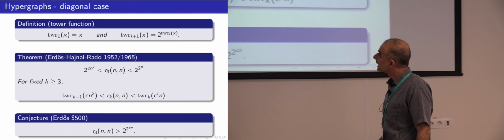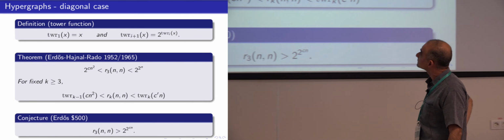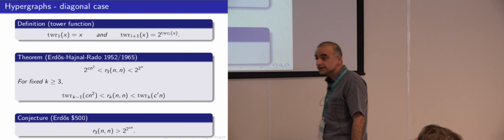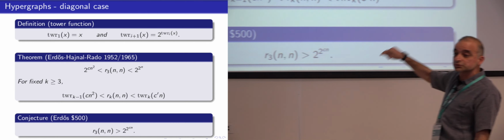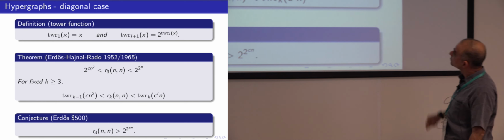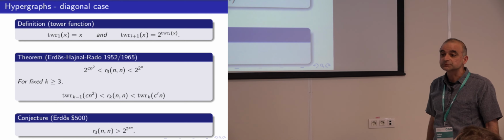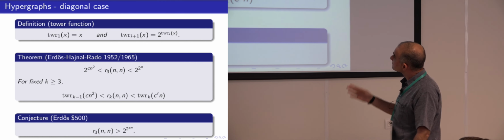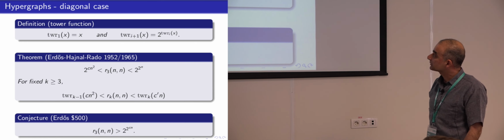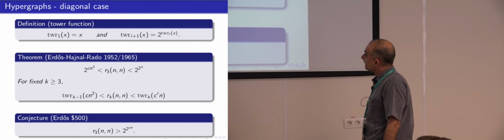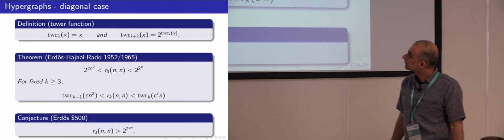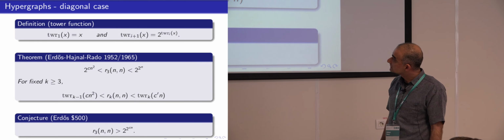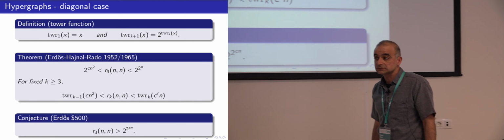So the numbers get bigger, so I need to define tower functions. The tower sub 1 of x is x, and tower sub i plus 1 of x is 2 to the tower sub i of x. So tower sub i of x will be 2 to the 2 to the 2 to the 2 to the x, a tower of 2's, where the number of 2's is 1 less than the subscript in the way I've defined it. And the situation in some sense is worse for hypergraphs. For 3-uniform hypergraphs, diagonal Ramsey numbers, results of Erdős, Hajnal and Rado from the 50s and 60s show that R(n,n) is at least exponential in n squared and at most double exponential in n.